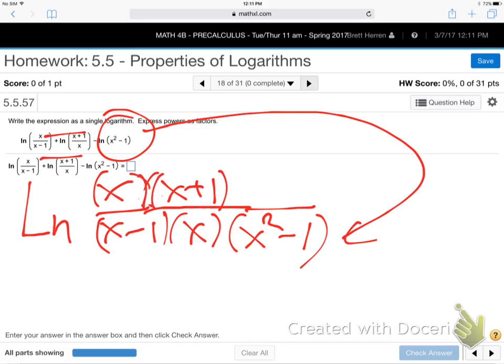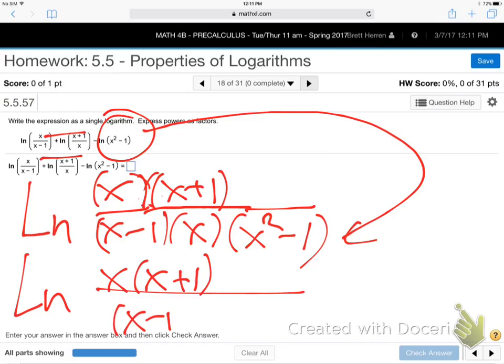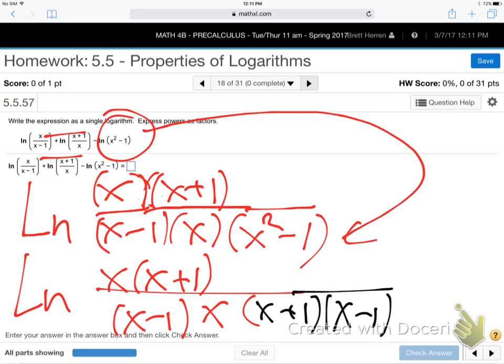So now what? Factor and cancel stuff out, huh? So it's going to be ln of x times x plus 1 over x minus 1 x. And then this part right here will become x plus 1, x minus 1, huh? This guy. Right, I factored the x squared minus 1.